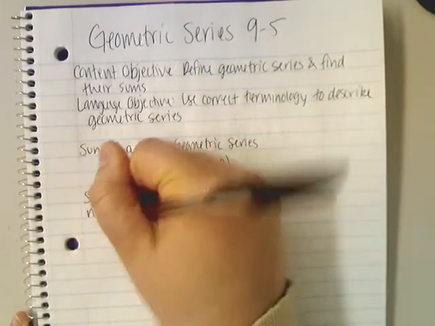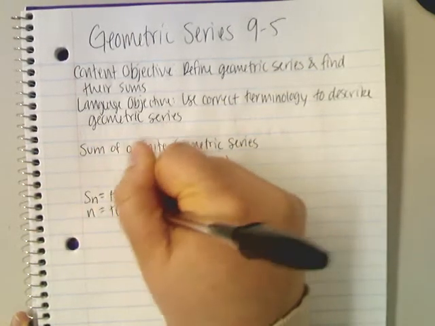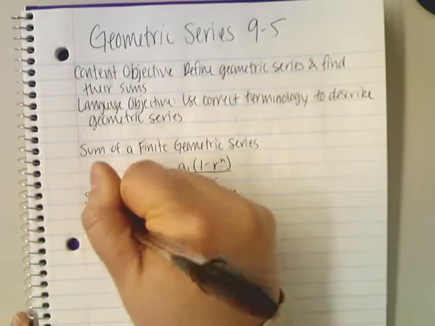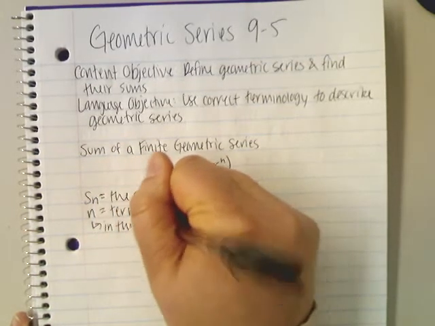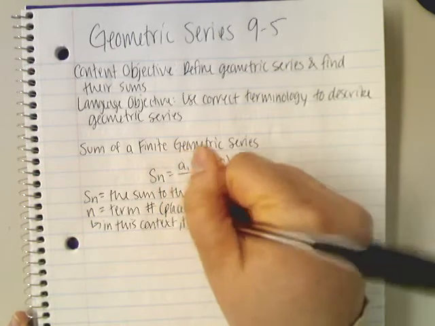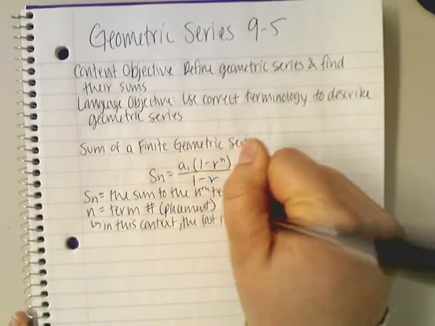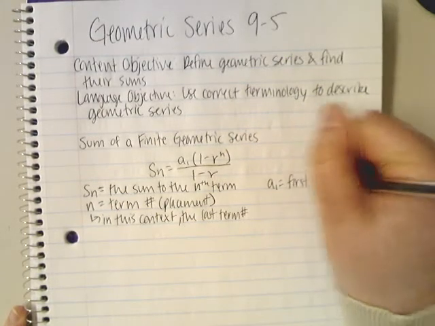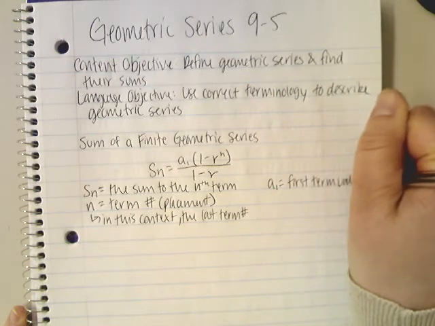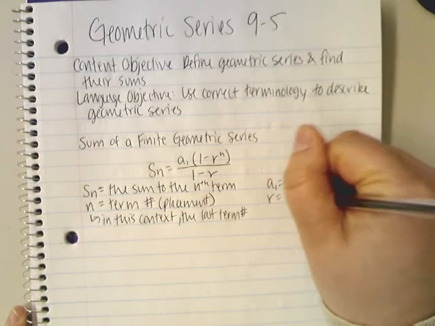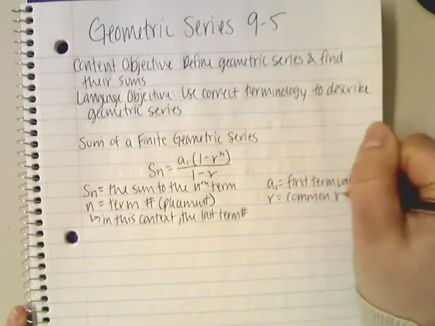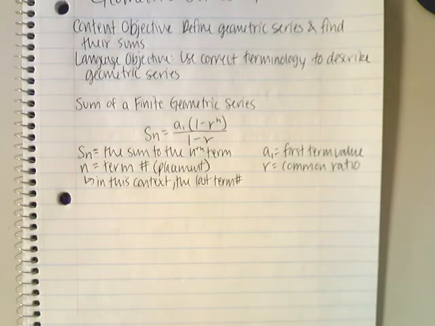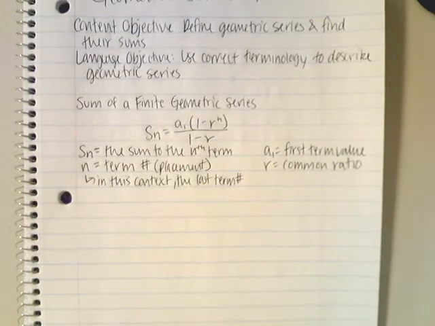n is the term number or placement. In this context, just like in the arithmetic series, it's going to be the last term number. Then we have a1, which is still our first term value. And r is still our common ratio. So all these variables you've seen before, they still mean the same thing, just now they're in a new order for our finite geometric series.